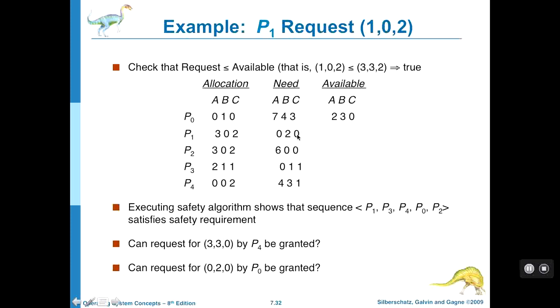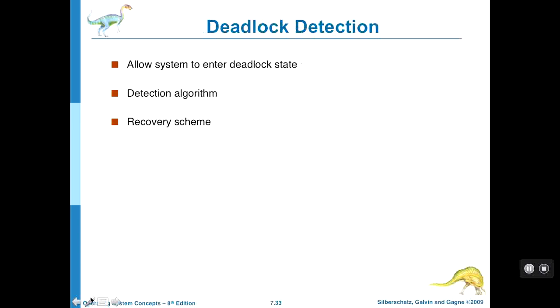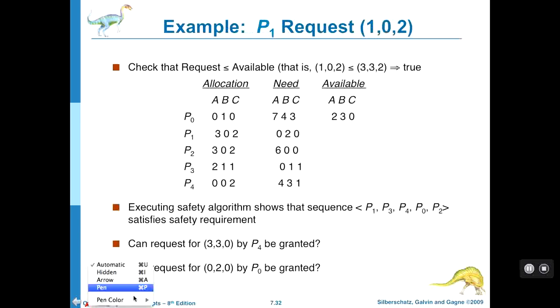And need here is P1, so we can actually grant this allocation, and then we know that we'll get these back, right? That's the P3, and that'll be 4, 4, 1, okay? So that's P3. And then with 4, 4, 1, let's see, we can do P4 or P1.